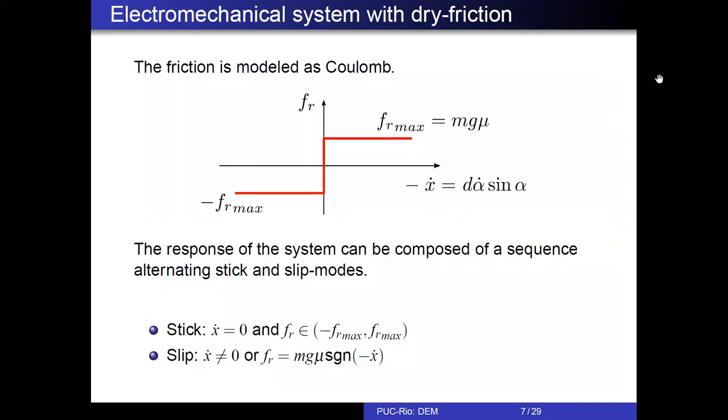The frictional force is modeled as Coulomb. When the cart velocity is positive, the frictional force is negative. When the cart velocity is negative, the frictional force is positive. When the velocity is zero, the frictional force can assume any value in this interval. Please observe that there is no functional relation between the frictional force and the cart velocity. With this model of friction, the system response can be composed of a sequence alternating stick and slip modes. Stick occurs when the cart velocity is zero and the frictional force is in this interval. Slip is everything else.